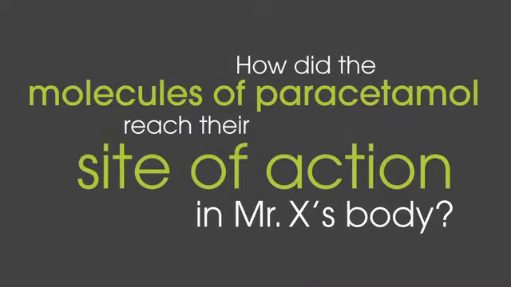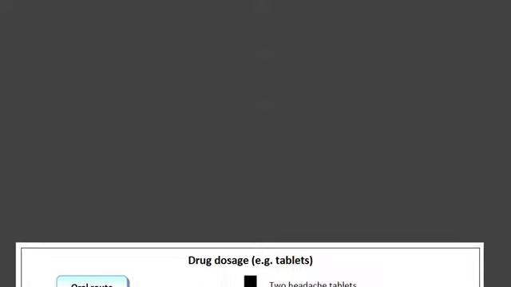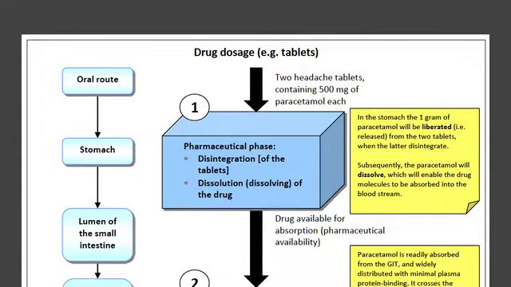Let's see how the molecules of paracetamol reach the site of action in Mr. X's body. Follow the diagram on color plate 1. The tablets were taken via the oral route, meaning that they were swallowed with some water. Upon entering the stomach and coming into contact with its gastric juices, the tablets entered the pharmaceutical phase. This is shown in number 1.